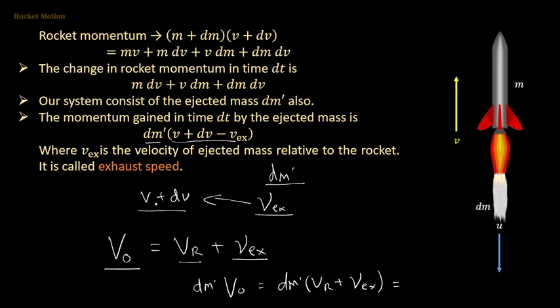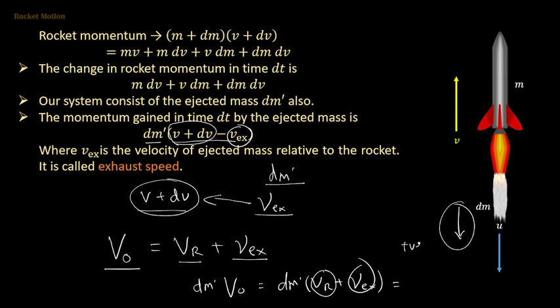and velocity of rocket is v plus dv. So we replace velocity of rocket by v plus dv here and the exhaust velocity here. Now we have a negative sign because the exhaust velocity is in downward direction, and this exhaust velocity is measured with respect to rocket. So with respect to rocket, the exhaust velocity is positive, but with respect to our coordinate system, the exhaust velocity should be negative, and therefore with respect to our coordinate system, we have a negative sign attached to the exhaust velocity.